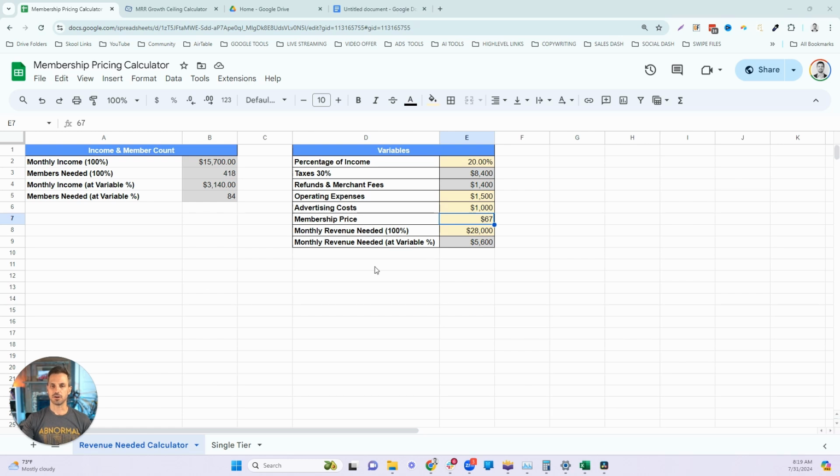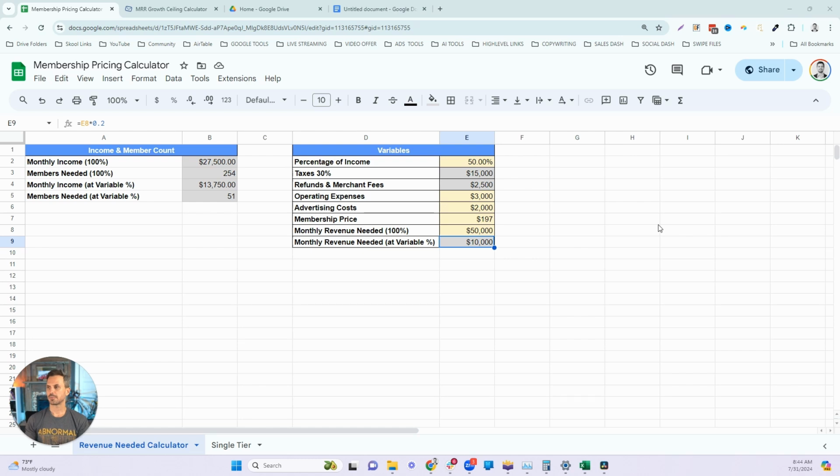So you're going to want to take note of all your expenses, your operating expenses, which includes your payroll, software, phone, internet, any other expenses you incur while running your business. Taxes. How much are you paying in taxes? Refunds and merchant fees. A good rule of thumb here is around 5% for both of those numbers. And then finally, how much are you spending on advertising? And you're going to make note of all those expenses because we're going to be using them here in a second.